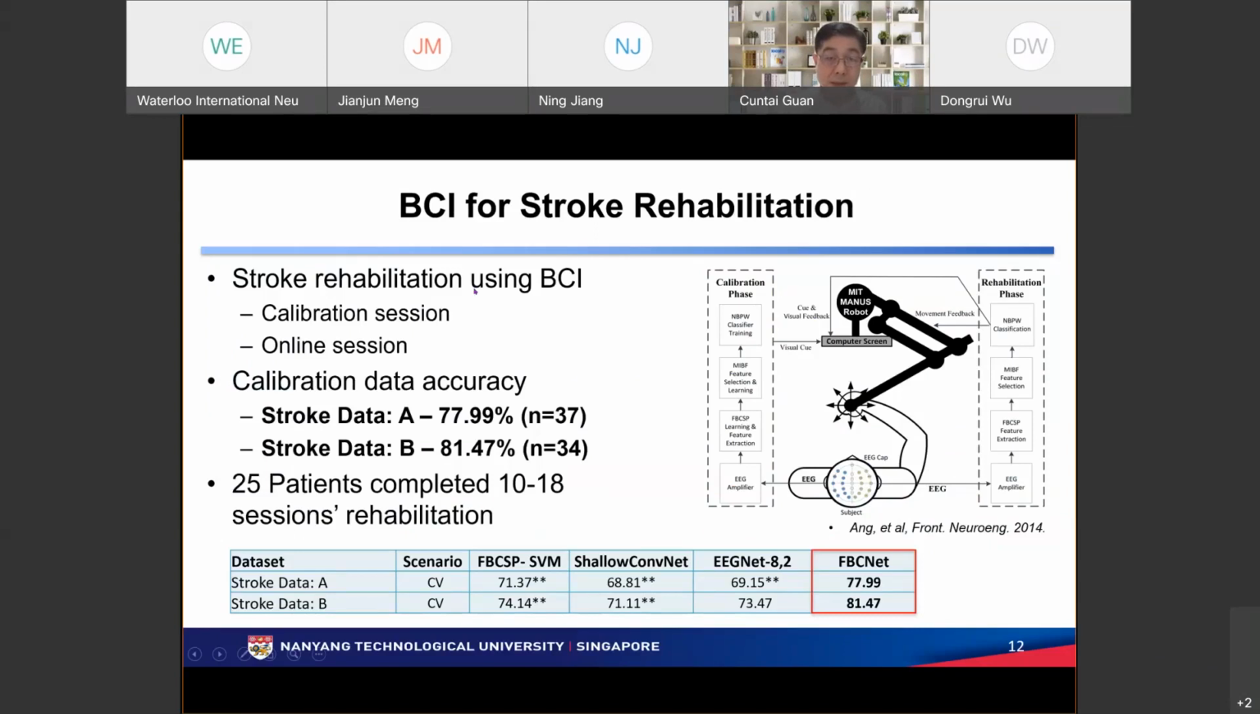So out of the 37 plus 34 subjects in the calibration, normally we call the screening, everybody does one session to get an average performance, and of course based on many other inclusion criteria altogether, whether they can commit time, whether they have certain other things which prevent them from doing the actual online rehabilitation over the next few weeks. So finally, there are 25 patients that completed all the way from 10 to 18 weeks, 18 sessions of rehabilitation.